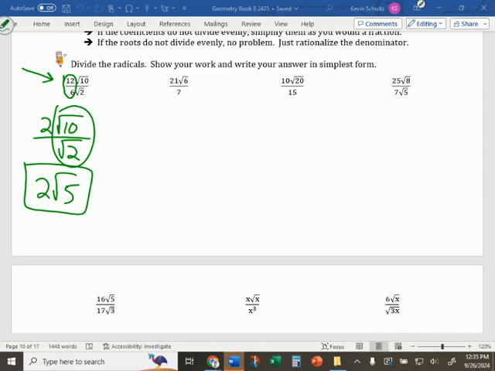What the middle is review of is like the fourth one here, where you have 25 root 8 over 7 root 5. Here we were able to simplify the 12 and the 6, our coefficients. Can we simplify 25 over 7? No. Can we simplify root 8 over root 5? No. So what can we do?